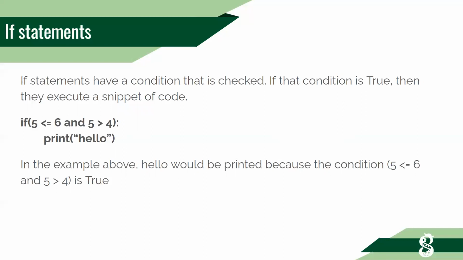So in this example above, you have 5 is less than or equal to 6 and 5 is greater than 4. And then you have your code print hello. So in the example above, you would print hello because the condition is true, because 5 is less than 6 and 5 is greater than 4. And because there are two truths, the AND returns true and the code is executed.